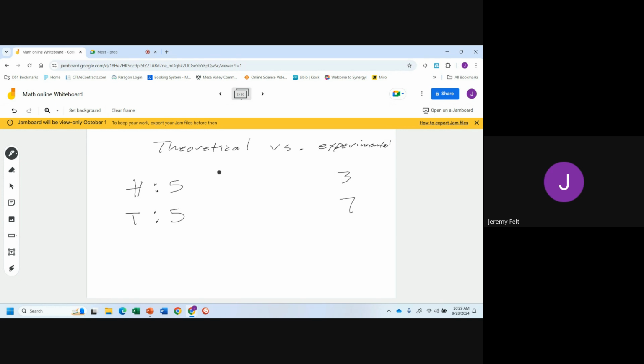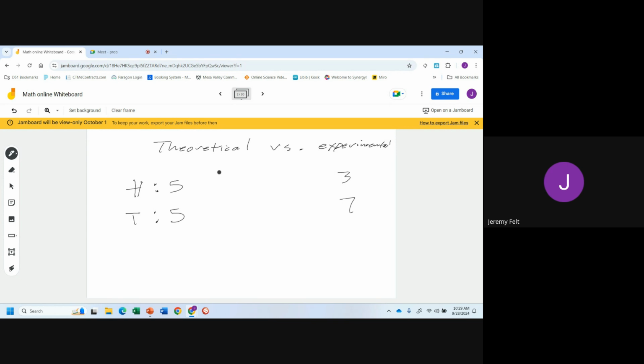So you flip a coin 10 times, it might be 3 to 7. 100, it might be 55 to 45. You do it 1,000,000 times, it's going to be very close to 50-50, or half on one and half on the other. So that's theoretical. The more you do experimental, the more times you try it, whatever it is that you're looking at, you're going to get closer to that theoretical probability. But that's experimental versus theoretical.